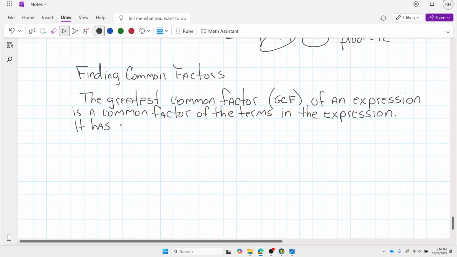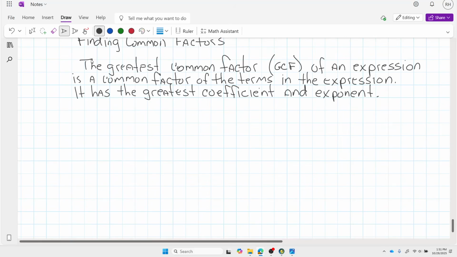It has the greatest coefficient and exponent. So the instructions for your practice today will be to find the GCF and then factor the expression.